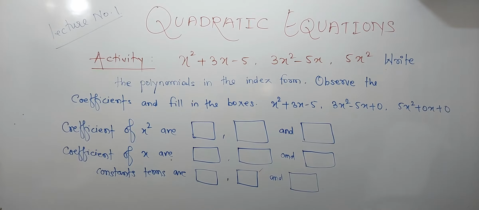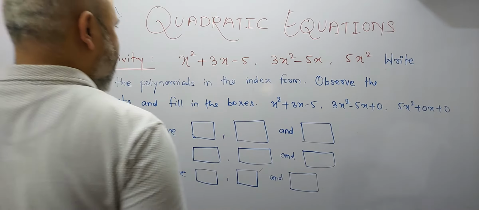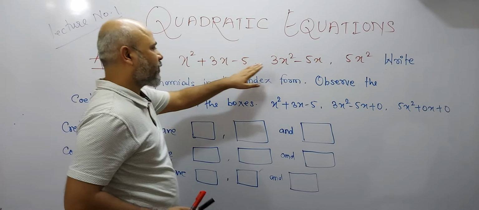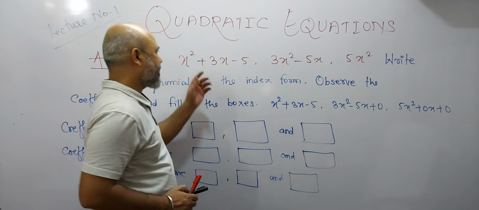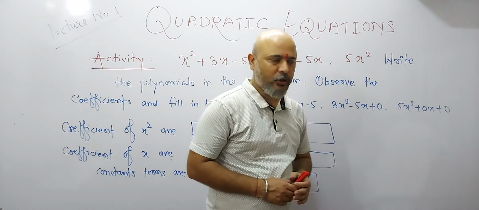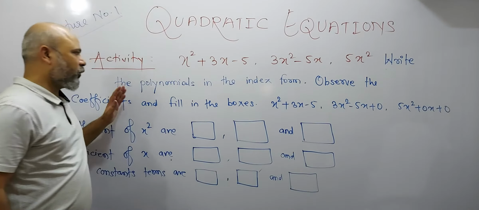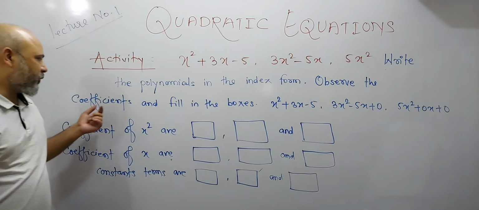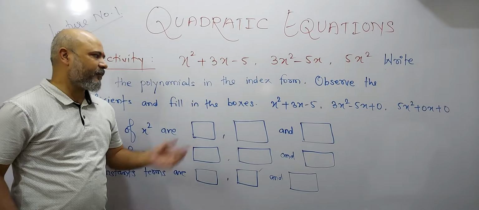Now on page number 31, let's recall, this is the second activity, and the activity is what? x square plus 3x minus 5, 3x square minus 5x, and the third one 5x square. These all are quadratic polynomials because the highest degree of the variable is 2 in all these three polynomials. So you have to write the polynomials in the standard form and observe the coefficients and fill in the boxes.